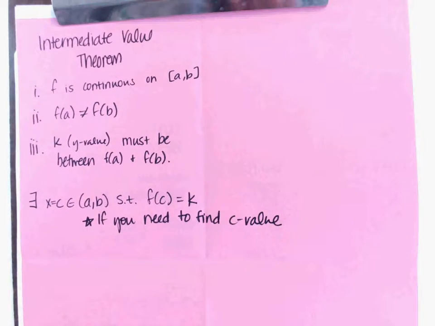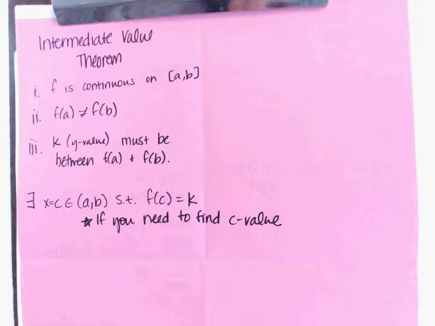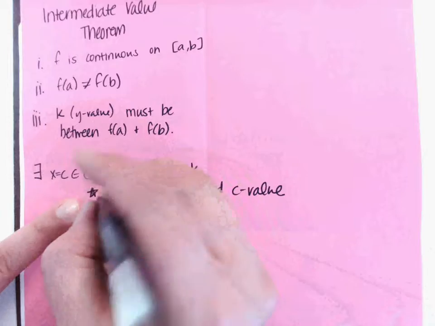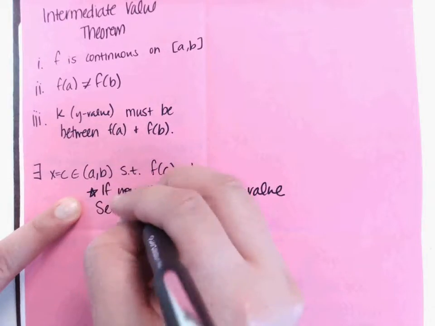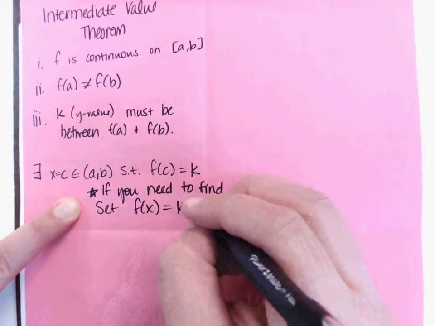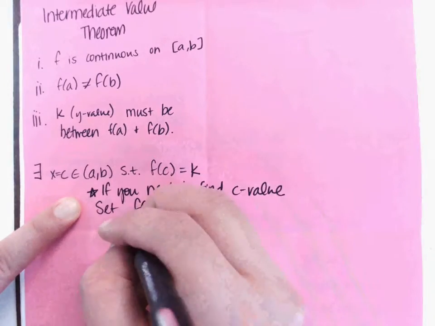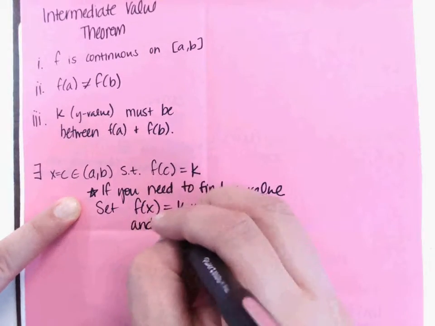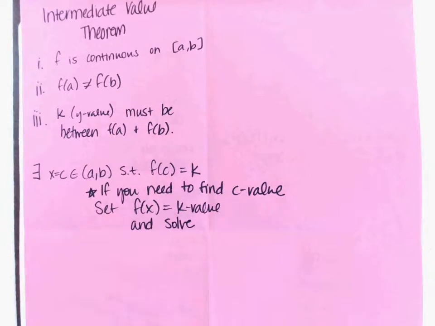Now, if you need to find the c value, do you remember what to do? Yeah, just set it equal to the number you want, solve for when it happens. So if you need to find it, set f of x equal to your k value and solve. And you shouldn't have any weird curveballs on that. Anything you're asked to solve there, you should already know how to do from pre-cal, algebra 2, and algebra 1. You would take your equation, set it equal to the value they want it to equal, and then solve.